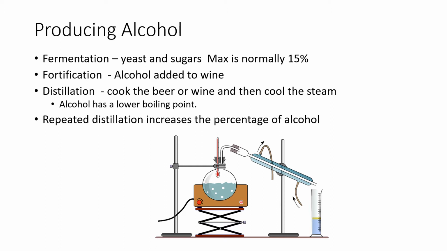In this process, they cook the beer, wine, or other beverage and then cool the steam. Alcohol has a lower evaporation point, or boiling point, and so the first batch that's cooked off is a higher alcohol concentration. And repeated distillations can increase the percentage of alcohol in the beverage.